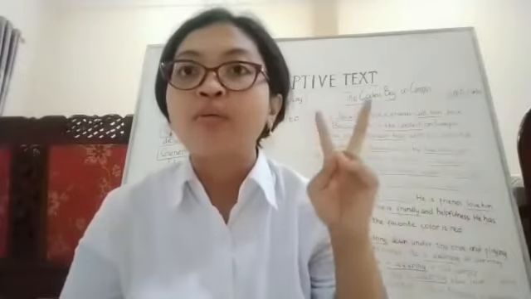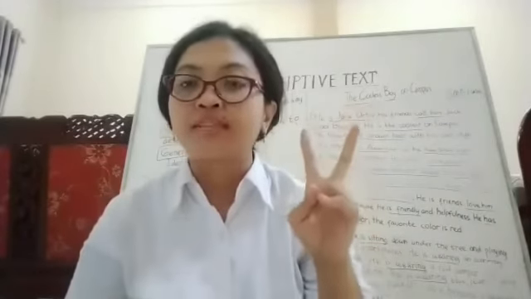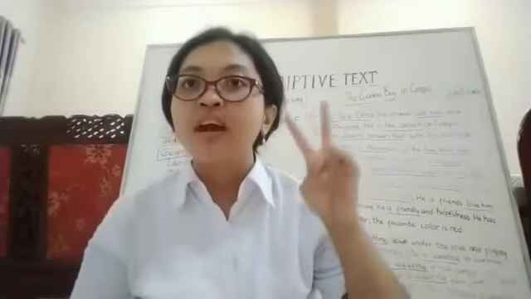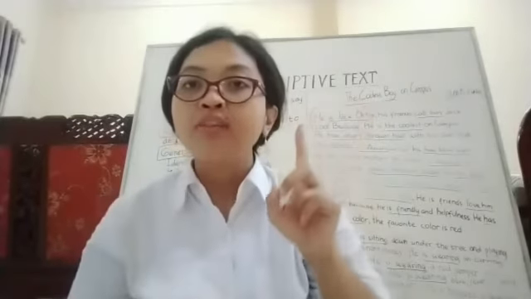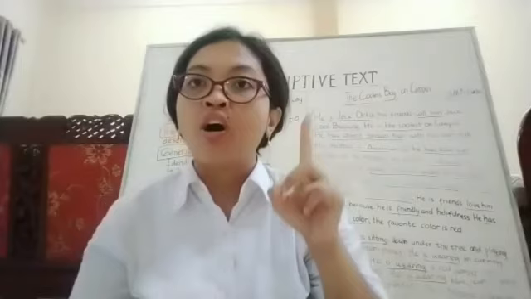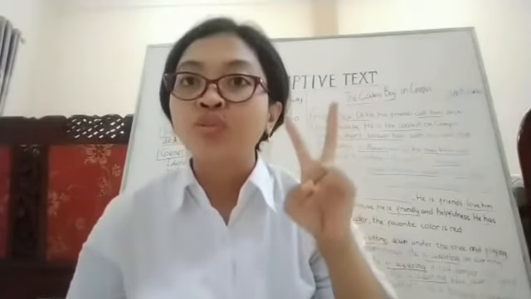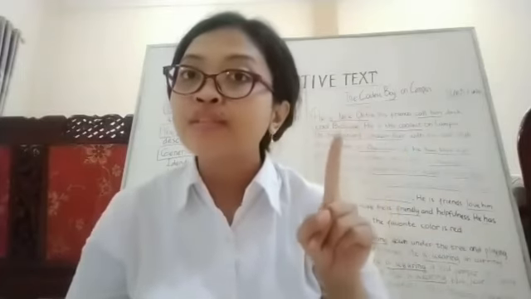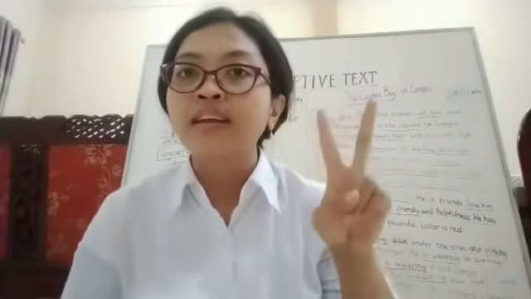There are two types of generic structure in descriptive text. The first is identification, the second is description. Identification is the introduction of the paragraph. The second is description, which describes what you want to describe. And the next is the characteristics of descriptive text. There are three. The first is using simple present tense, the second is using attribute verbs like is, am, are, and the last is just focusing on the topic.